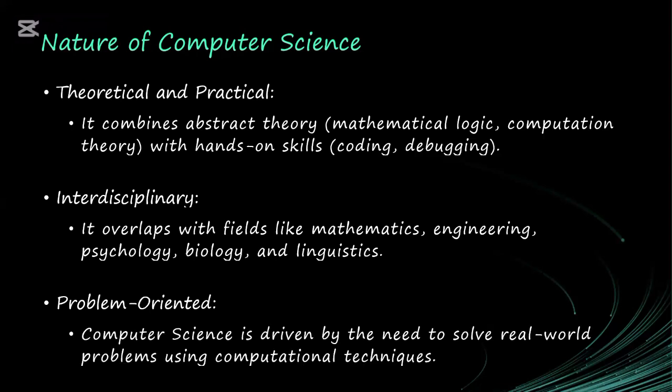Computer science is driven by the need to solve real-world problems using computational techniques. So basically, computer science is just about developing solutions to problems, and you can see that. Everything about computer science that we do around us, everything about our phones, our computing devices, they are there to solve problems for us. So computer science is problem-oriented. It looks at solving real-world problems.